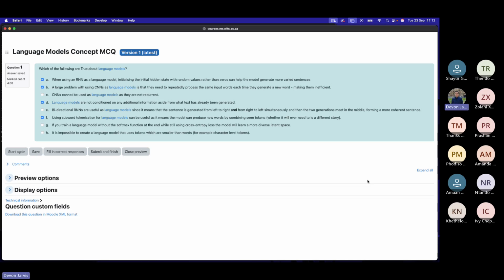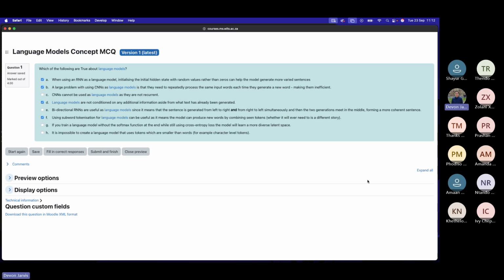Then bidirectional RNNs are useful as language models since it means that the sentence is generated from left to right and from right to left simultaneously. Then the two generations meet in the middle, forming a coherent sentence. I was proud of that one. That's obviously false because you're not generating left to right, right to left. You're reading the sentence left to right, right to left to get to the embedding, but you still generate word after word.